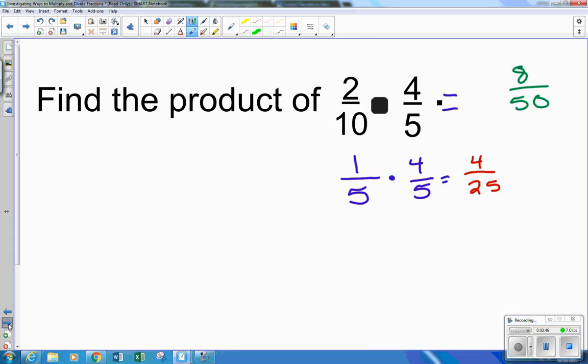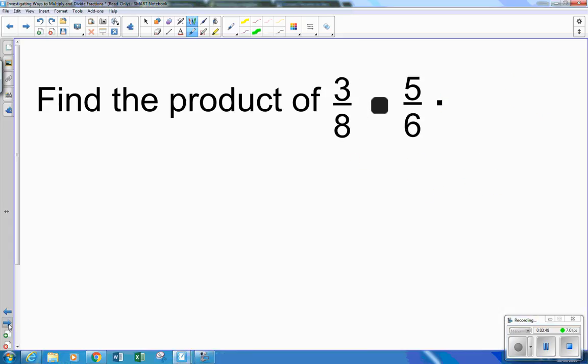One more. What about this one? There is something we can reduce. Do you see it? Right here, 3 and 6. 3 will go into both of those. 3 goes into 3 one time, and the 8 stays the same. 3 goes into 6 two times.